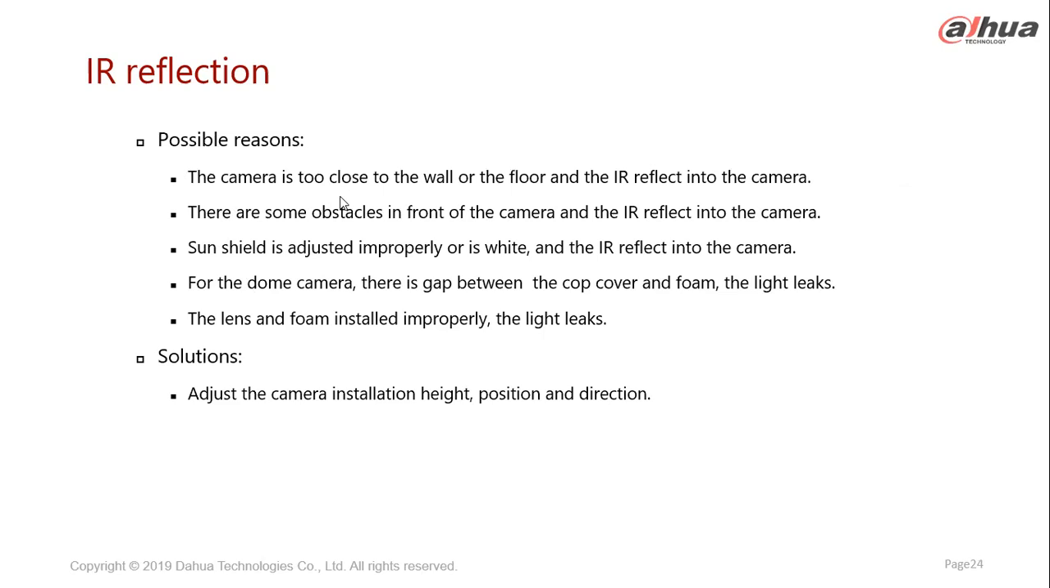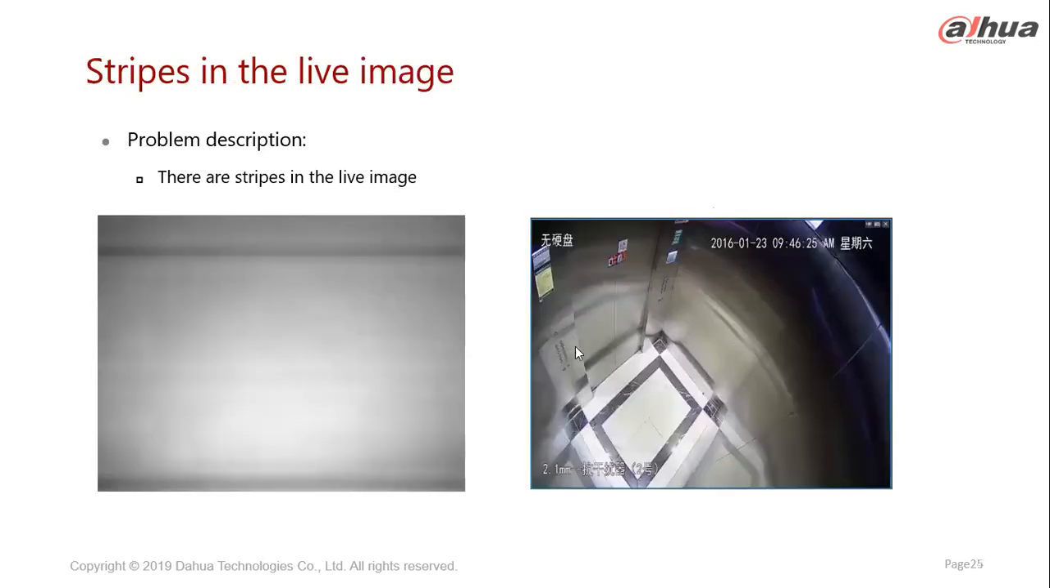The possible reason is that the camera might be too close to the wall or floor, so check on the installation height. Maybe there are some objects that are reflecting to the camera, or there's a gap between the cover and the foam. That is, there might be air leaks into the camera. That is checking the physical part of it. So you can adjust the height and position of the camera.